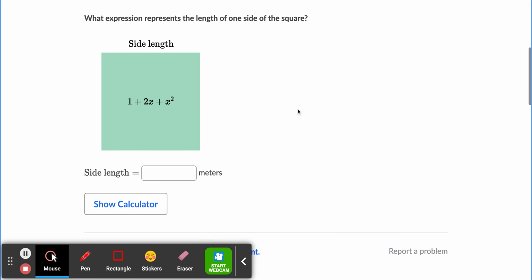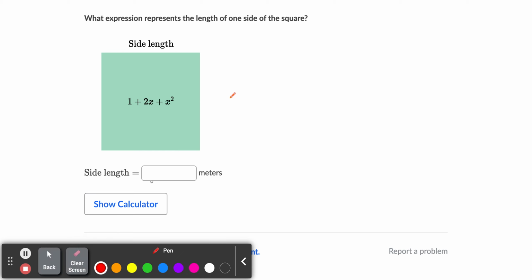All right, here's another area model. So let's find the missing expression. Because it's a perfect square, we just need to find one side length, right? Because one side length times itself will give me the product. Okay, so find the squares. Square root of 1 is 1. Square root of x squared is x. So we're probably looking at 1 plus x, squared.